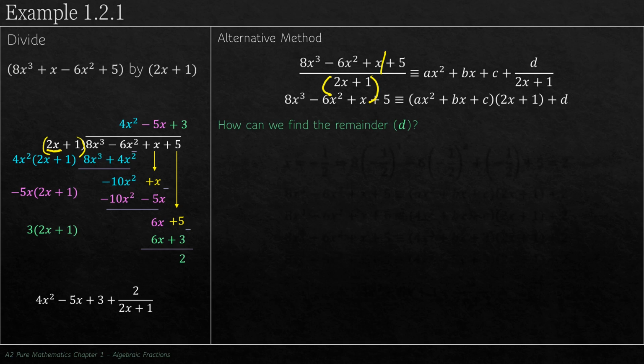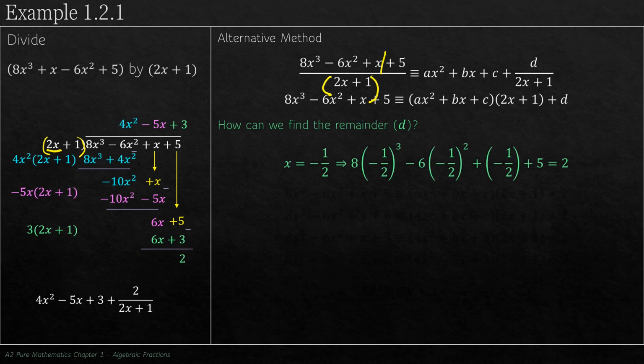Okay, so let's just have a think about how we can find d, which is the remainder. So something that you should have seen before. If I substitute x equals minus a half in, that is coming by looking at this divisor and putting it equal to 0, and letting x equal minus a half in order to do that. If I substitute that into this polynomial, that should give me the remainder.